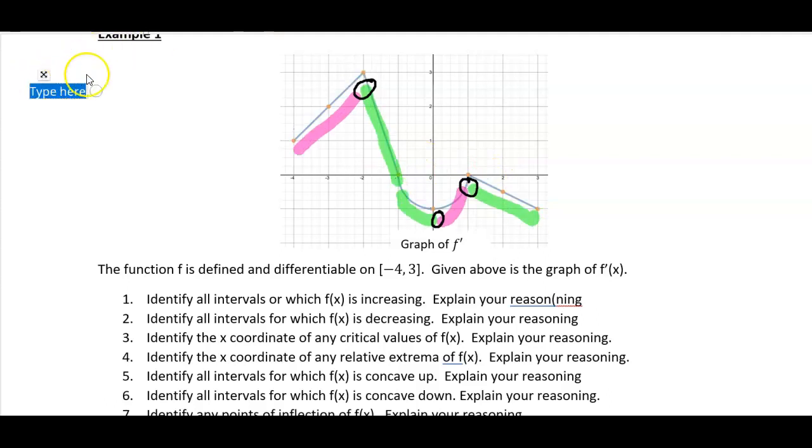So how do we write our answer here? We would say f has a point of inflection when f double prime changes signs.